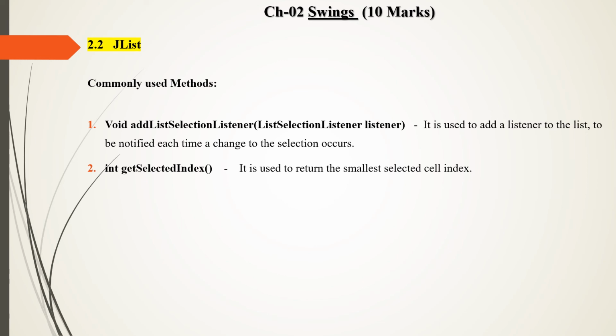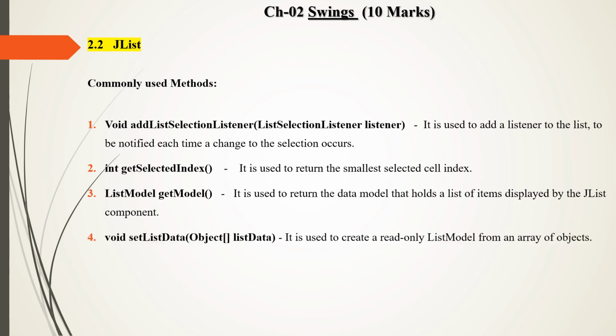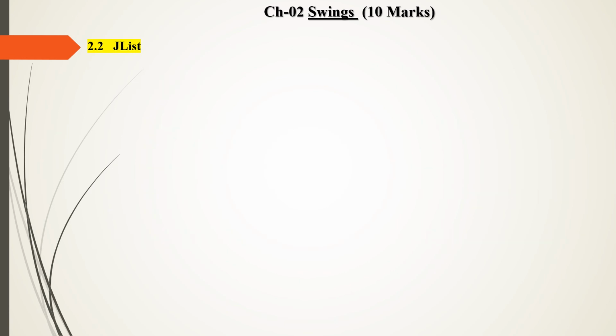It is used to return the smallest selected cell index. Next method, getModel. It is used to return the data model that holds the list of items displayed by the JList component. Next method, setListData. It is used to create a read-only list model from an array of objects.